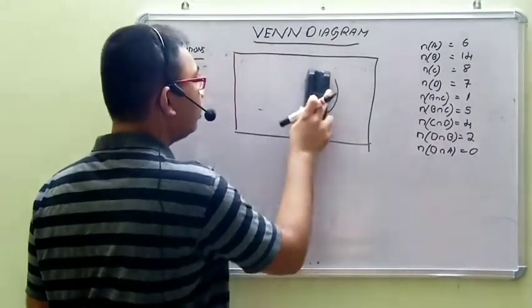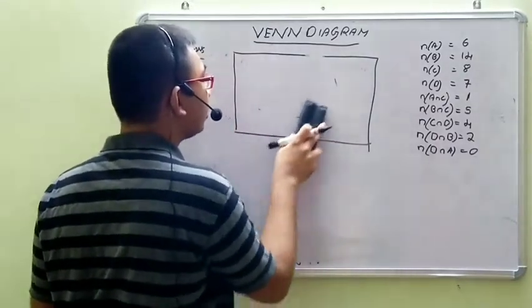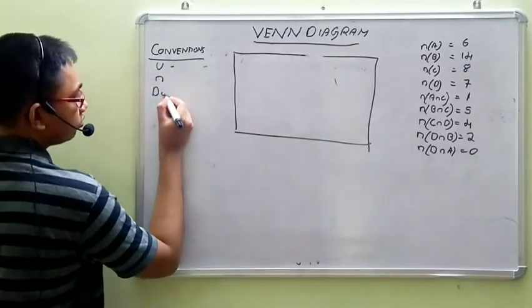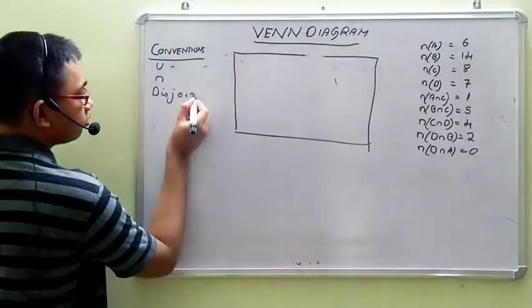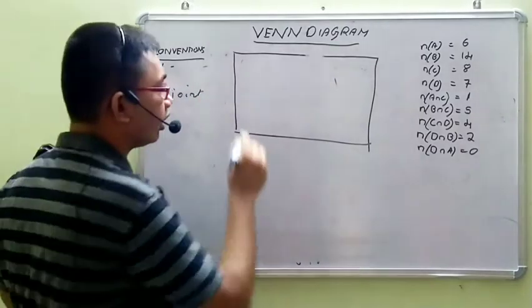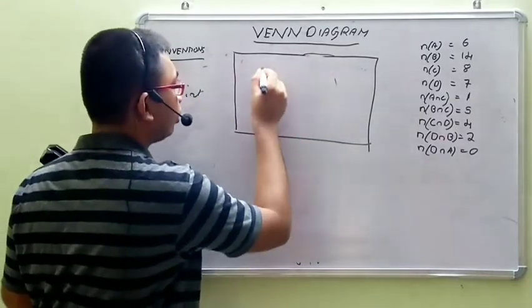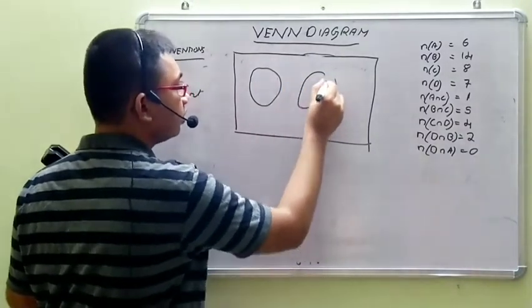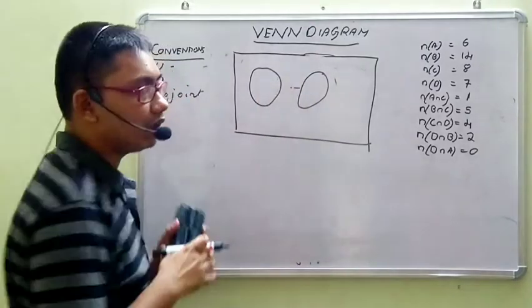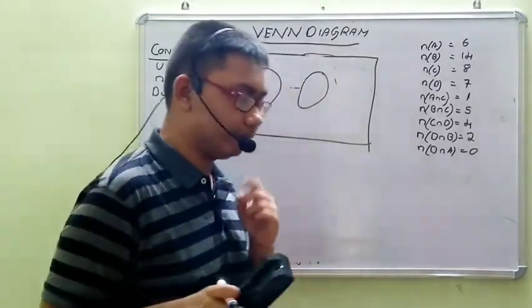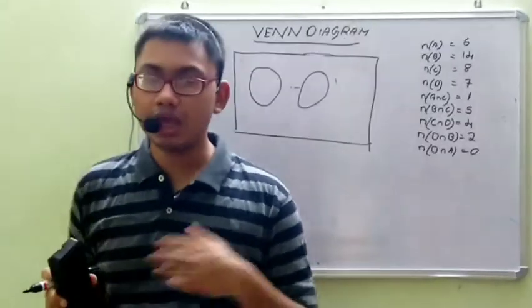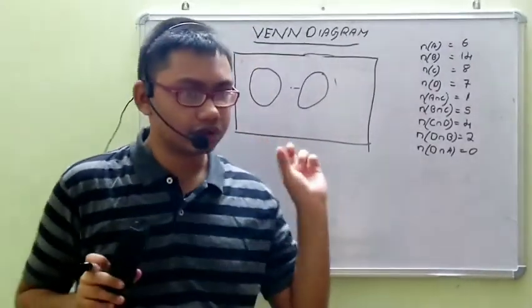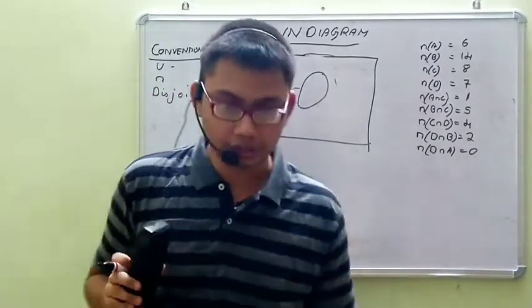If A and B are disjoint sets, how do we draw it in the Venn diagram? If A and B are disjoint, then A will be like this and B will be like this, because there is nothing common between them. A and B are disjoint means there will be nothing common. That common part we saw in the last slide will not be there.